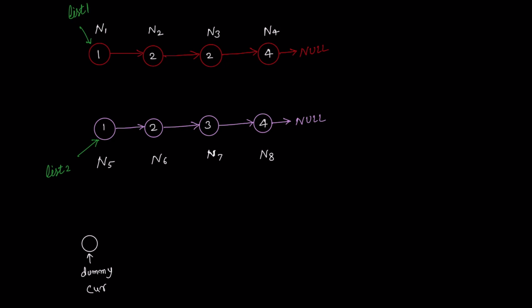Now, how to merge? What will I do? I will take one dummy node. This is the dummy node. So at first we will compare both list 1 and list 2, whichever is minimum, this dummy node will point to that node. Okay, so just see, the first items of list 1 and list 2 are both 1. So I just take the first list item. Okay, so this will take the n1 node.